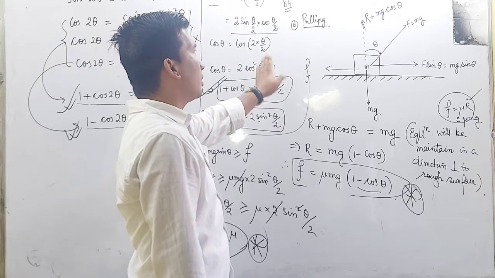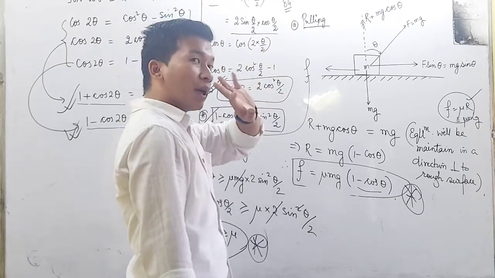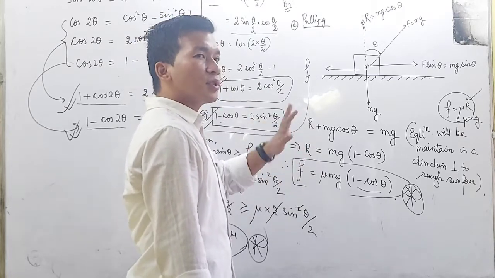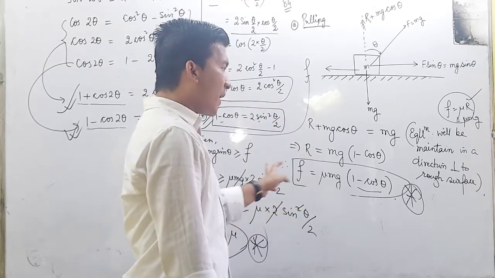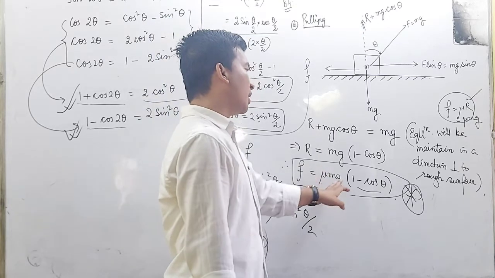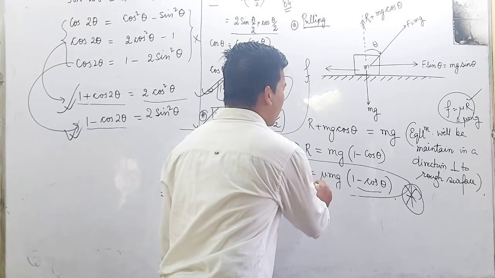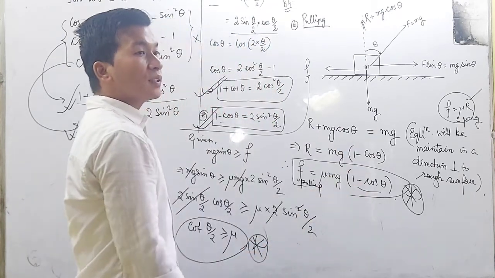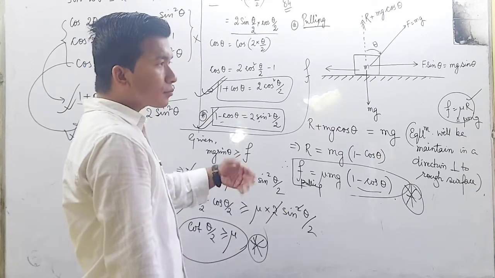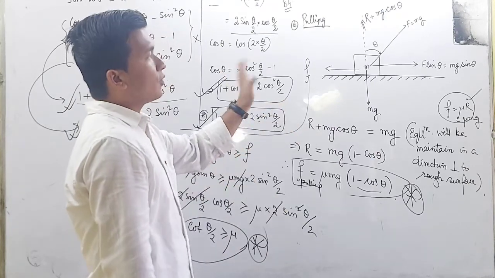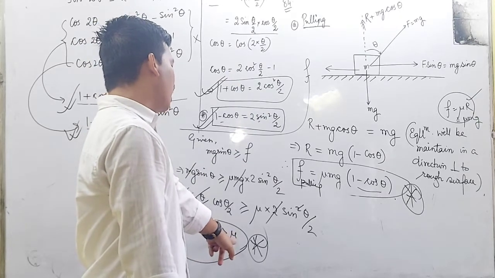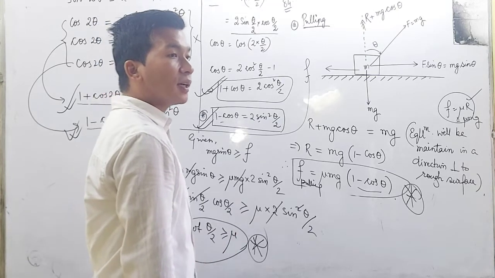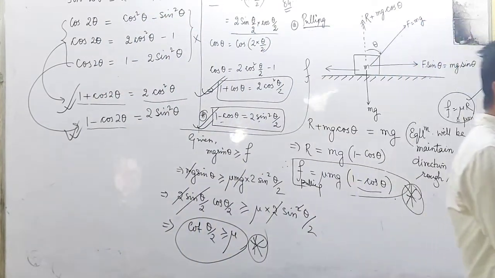For question number 84, we have to extract three concepts. Number 1: pulling is better than pushing. Why? In the pulling case, your friction will be reduced. Number 3: what is the condition for obtaining the motion in the pulling case? The coefficient of friction must be less than or equal to cot of theta by 2, where theta is the angle of the externally applied force.